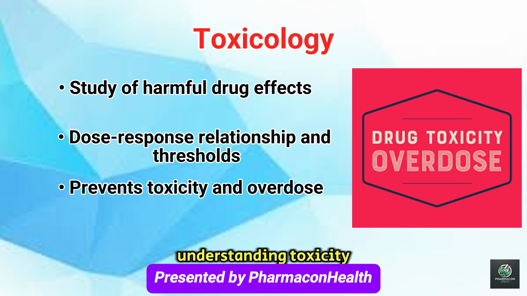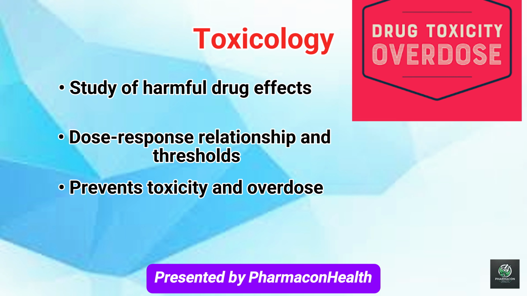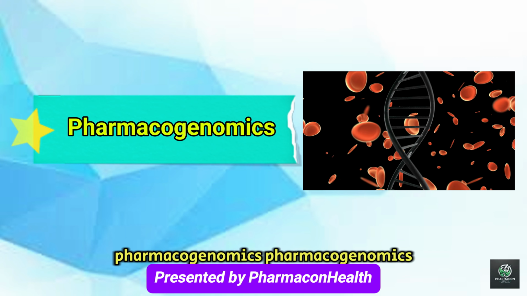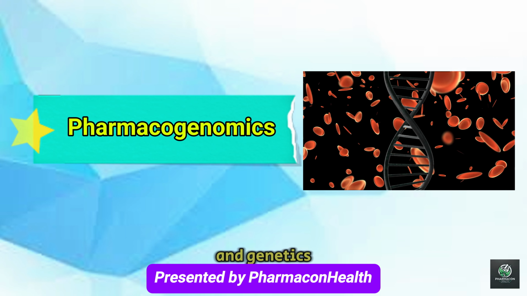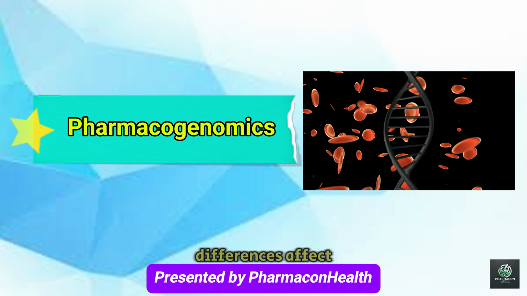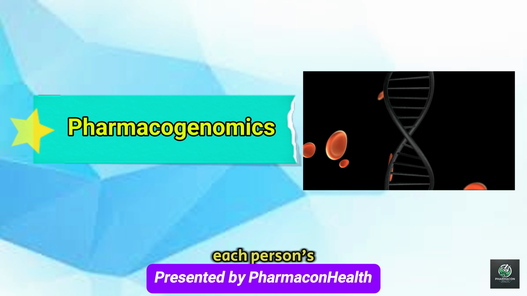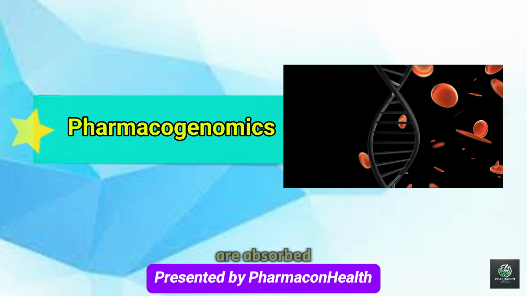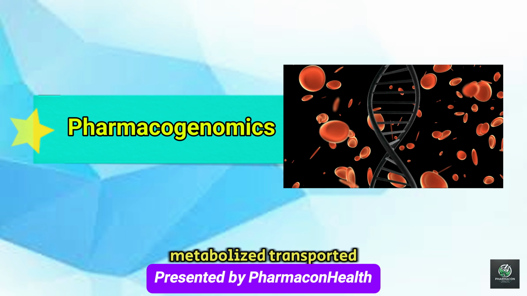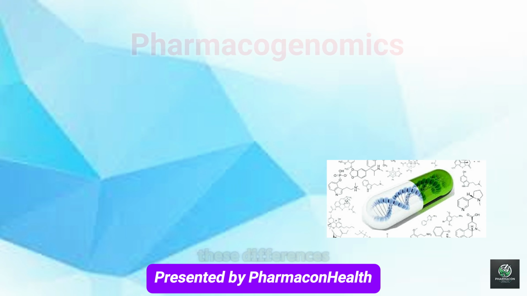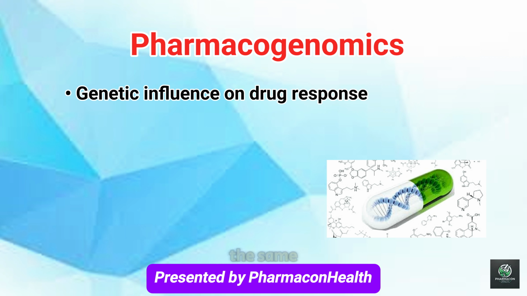Understanding toxicity is vital, but so is knowing how genetics affects drug response. This leads us to pharmacogenomics, where personalized medicine begins. Pharmacogenomics. Pharmacogenomics combines pharmacology and genetics to study how genetic differences affect drug response. Each person's genes influence how drugs are absorbed, metabolized, transported, and how they act on targets. These differences explain why the same drug works well for some but not for others.